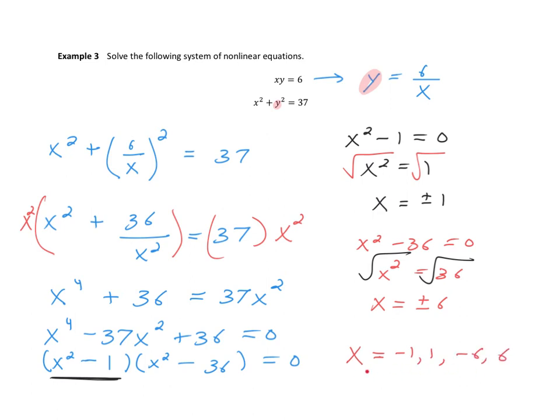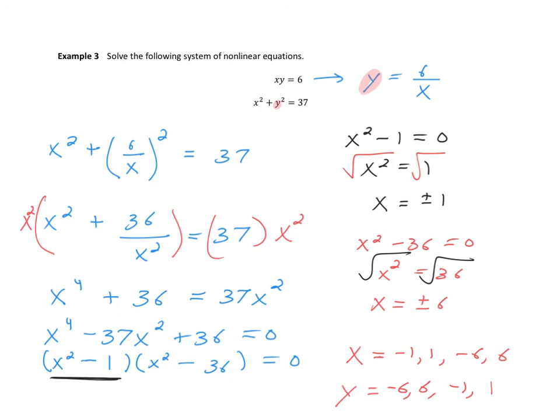And then for each of these x values, there's going to be a corresponding y value. I'll put those down here. For negative 1, 6 divided by negative 1 is negative 6. For positive 1, 6 divided by 1 is 6. For negative 6, 6 divided by negative 6 is negative 1. And then this last one, 6 divided by 6 is positive 1. Okay, this means there are 4 solutions.